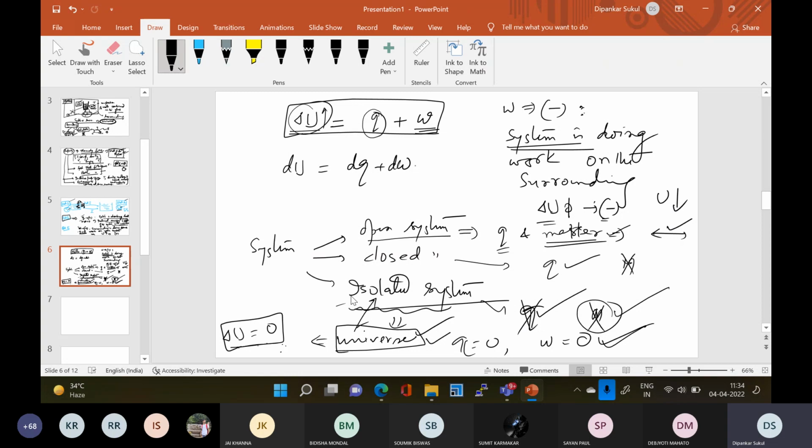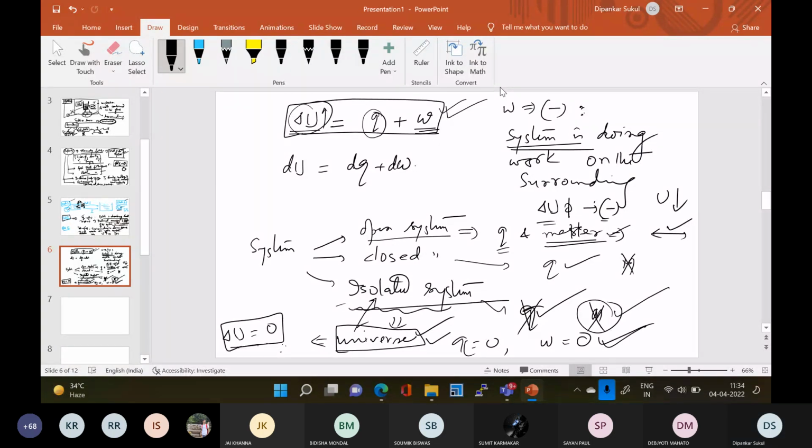Later on, it had a slight modification: energy plus mass of the universe is conserved, because mass and energy are interchangeable and interrelated. If you destroy some amount of mass, you will get energy. That's why the statement is slightly modified. The total energy and mass of the universe are conserved. That is the statement of the first law of thermodynamics.